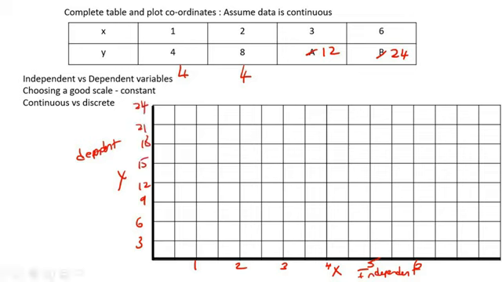Even better. Okay. So the first one is 1 for x and 4 for y. So 1 for x and 4 for y, that would be like there. 2 and 8. So 2 and 8 would be somewhere there. And then 3 and 12. So 3 and 12 would be there. And then 6 and 24. 6 and 24 would be there. Okay, and they said assume the data is continuous. Excellent. So we can go like that.